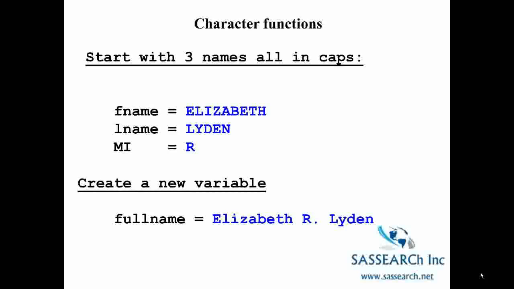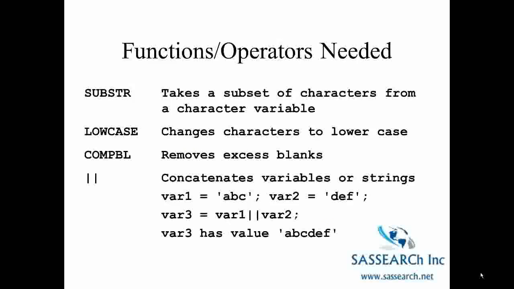There are a lot of interesting things that you can do with character functions. And SAS has many of these functions that can be used to work with character strings. For example, you can take 3 different names. Here we have 3 different variables, fname, lname, and mi for middle initial. And you can create a new variable, full name. So this is a single variable, which is a character string, and in this case it's my full name. So to do something like this, you're going to have to make use of a number of character functions.